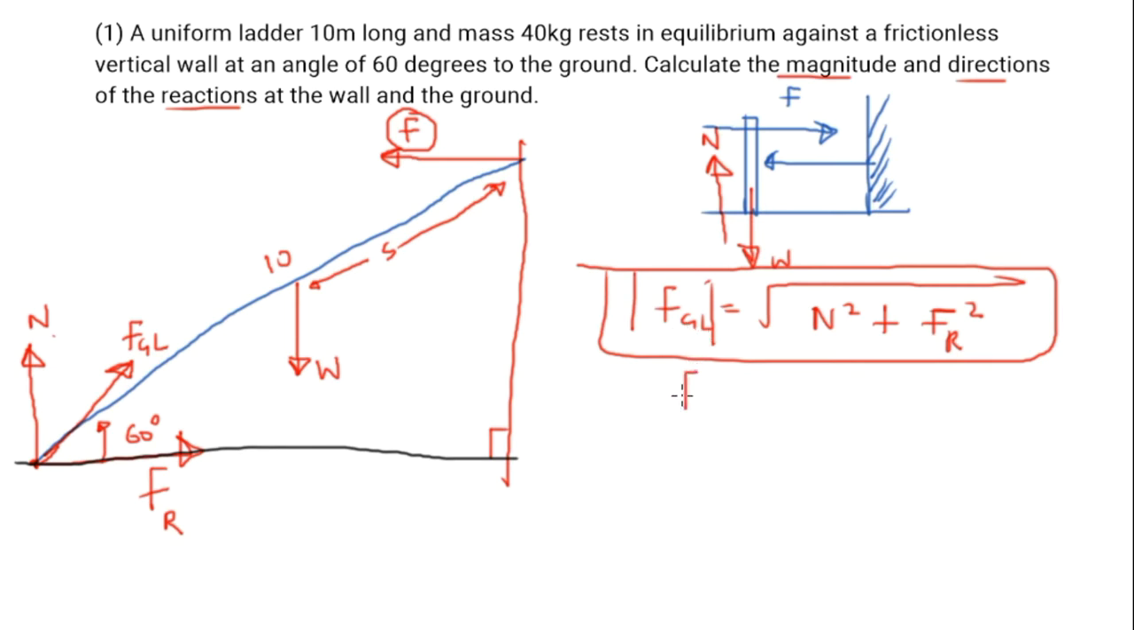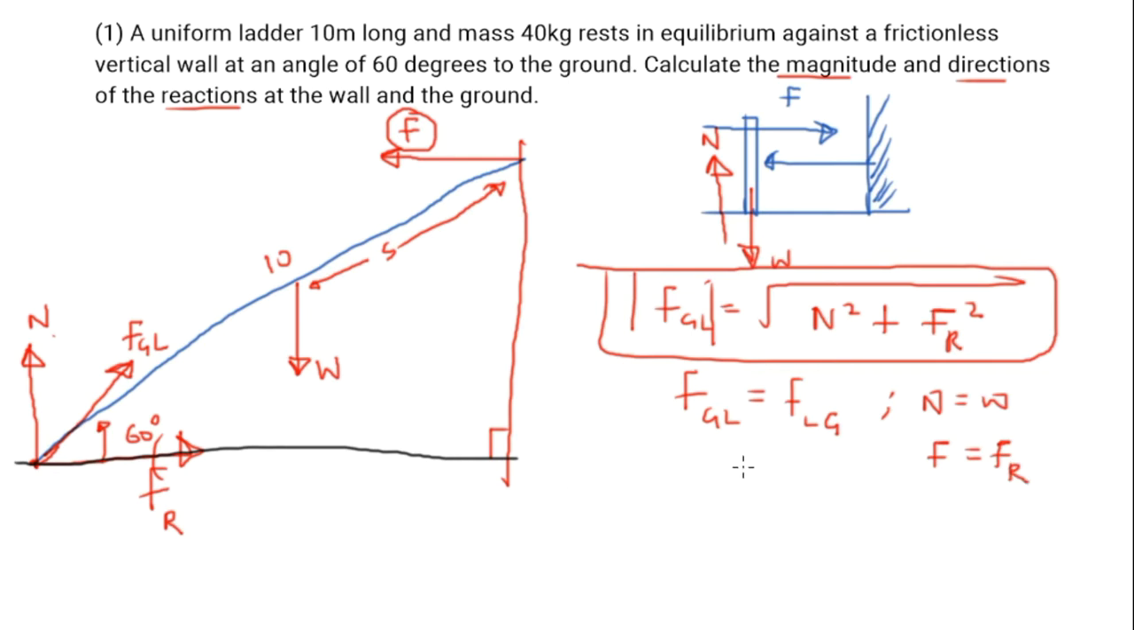Notice that the force that the ground exerts on the ladder is the same thing as the force that the ladder exerts on the ground. It should also be noted that the normal reaction in this case is the same thing as the weight. They are equal but opposite. And the force, which is the reaction force from the wall to the ladder, is also equal to this frictional force. That means F is equal to Fr, because they are equal but opposite.